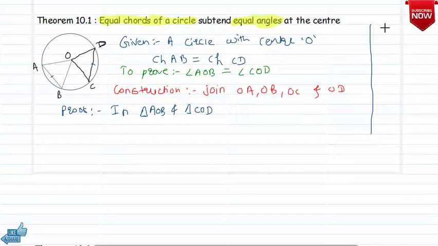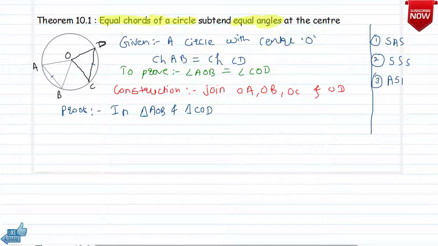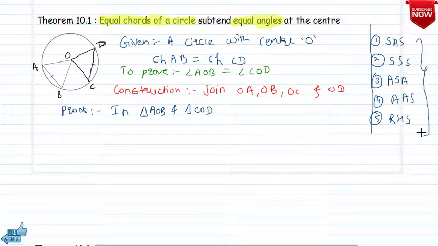Let me tell you, if you don't know. The first one is the SAS criteria. The second one is the SSS criteria. The third one is the ASA criteria. The fourth one is AAS. The fifth one is RHS. So these are the five criteria we use to show triangles are congruent. Okay, so come here. Now which criteria suits here?